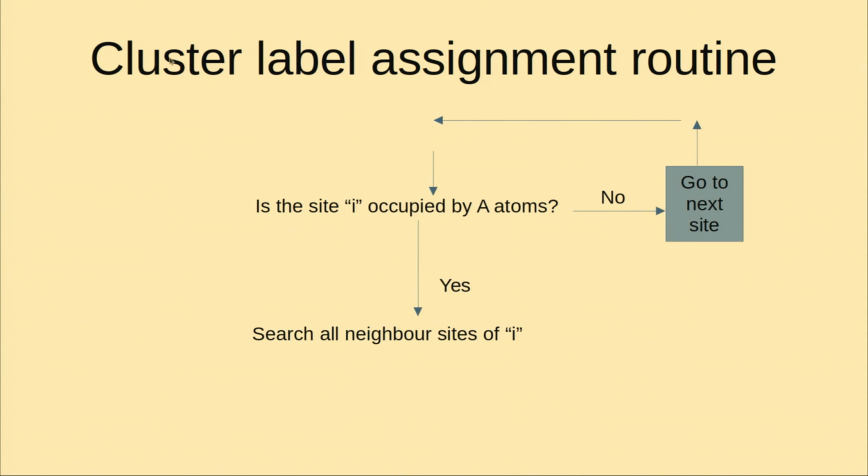So you want to find out A clusters, you go to site I and you see if it is occupied by A atoms. If no, you go to the next site. If yes, then you look at its neighbors. Even though it says search all neighbor sites I, here you do not have to search all neighbor sites. Depending on which direction you are going, we only looked at what is there to the top and to the right. Depending on how you go, you will see that the algorithm implemented looks for up and left.